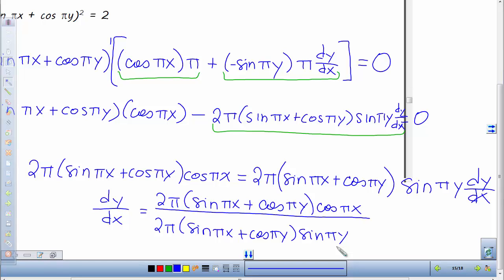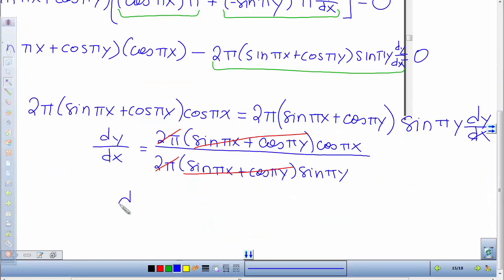Okay. And so lots of things cancel. The 2 pi's cancel. These are exactly the same, so they cancel. We're left with cosine pi x over sine pi y. So dy dx equals cosine pi x over sine pi y. Okay, what do you think about that one? A lot of work. It was a lot of work, a lot of pieces to keep track of.